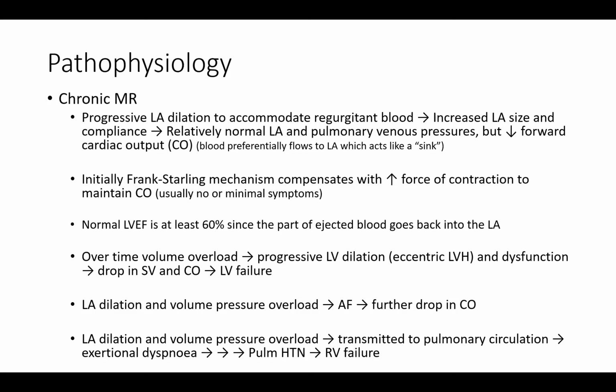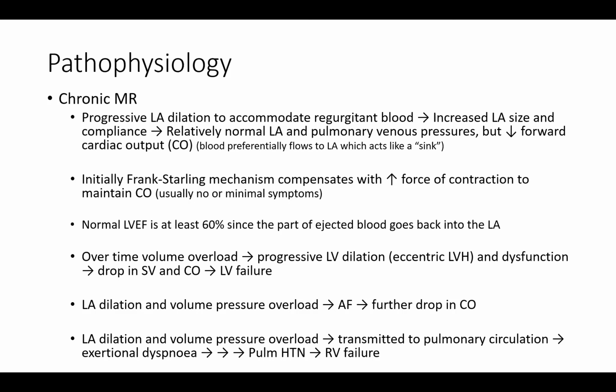But when it starts to decompensate, because of that large volume, normal ejection fraction, especially in primary MR, is actually 60%. If they have less than 60%, then it's LV systolic dysfunction. So over time, the volume overload will lead to progressive left ventricular dilation, eccentric LVH, and systolic dysfunction such that no matter how much it stretches, it cannot pump with any more force than it is doing already. So there's a drop in stroke volume and cardiac output and left ventricular failure.